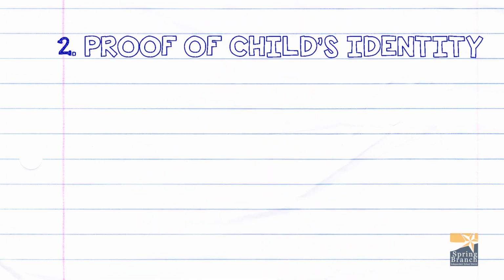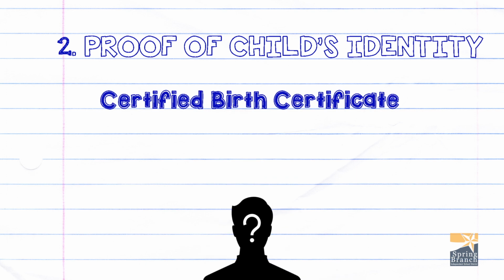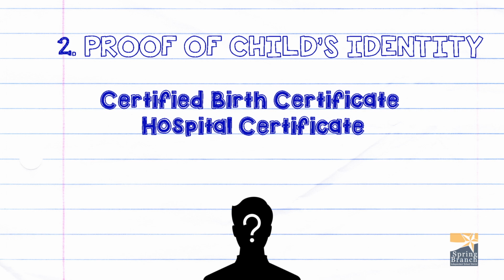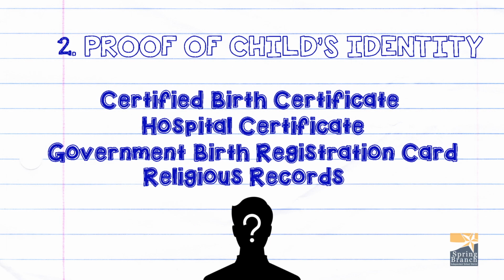The second thing you will need to provide is proof of your child's identity. A certified birth certificate, hospital certificate, or birth registration card issued by a government agency must be presented to the office. Even church baptismal records are acceptable.